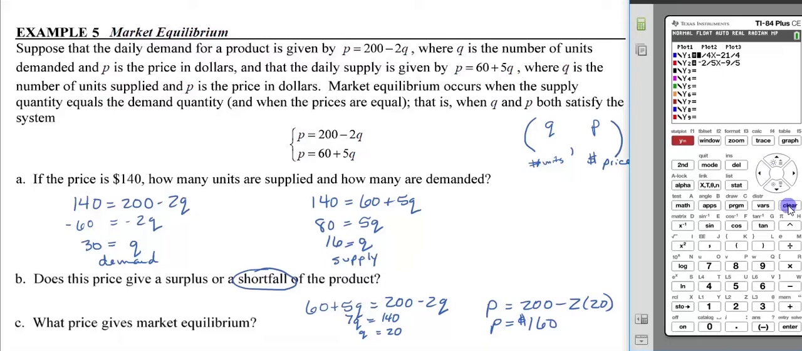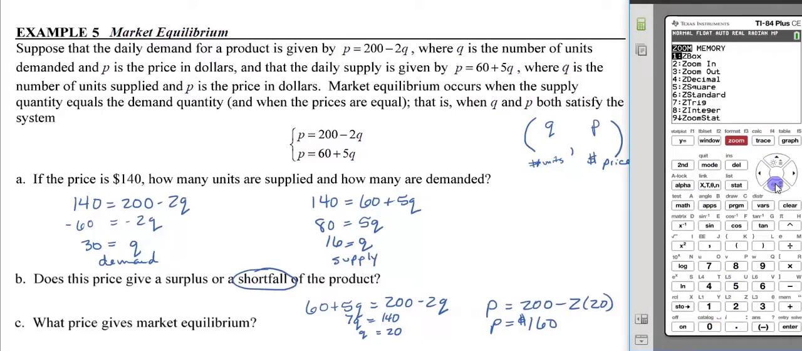We can try putting this into the calculator as well. It's kind of neat to see. We've got 200 minus 2x and 60 plus 5x. And I'm going to set my window not with negative. We wouldn't have any negative number of units produced. And the x maximum, well, we had a 20 here, we had a quantity of 30 and 16. Let's just go to 40.